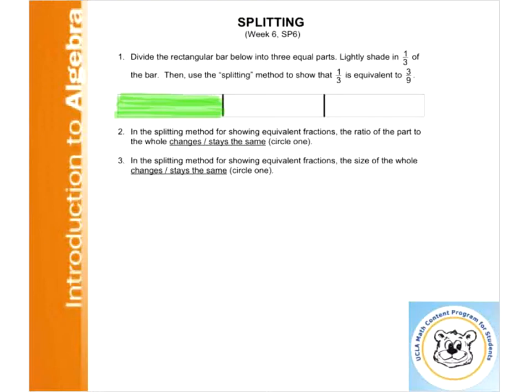The first method is called the splitting method. You'll see that the fraction bar on this page is shaded to show 1/3. To show that 1/3 is equivalent to 3/9, we can split both the shaded and the unshaded parts into 3 equal pieces, which would give us a total of 9 equal pieces. So this shows that 1/3 is equivalent to 3/9.